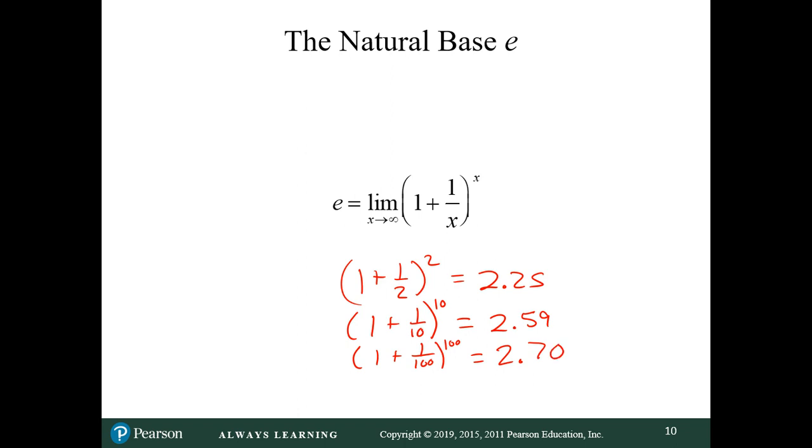And as you keep doing this, as you keep making this number larger and this number larger, which makes this smaller and this larger, you're going to eventually go to 2.718281828459045, yada, yada, yada. Okay? An easy number to memorize.